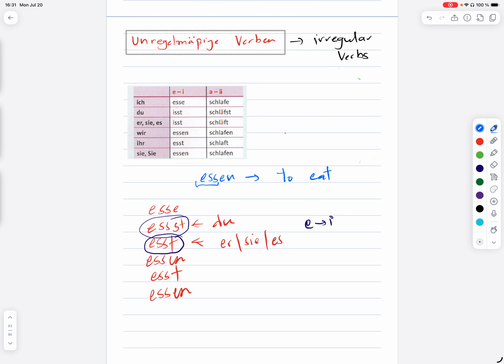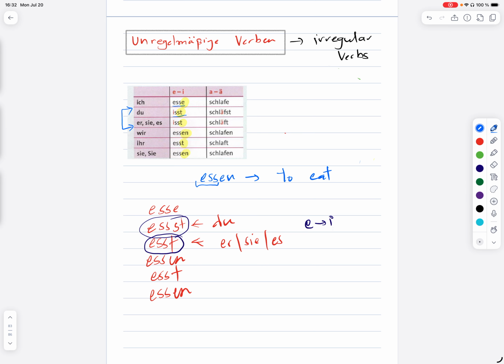So we will have ich esse, du isst. So we replace the e with i, but we keep the conjugation of the st in the du. Then er, sie, es also isst, wir essen, ihr esst, and sie essen. So only in the case of the du and er, sie, es we have the changes made. So on the right side, the conjugations remain the same.